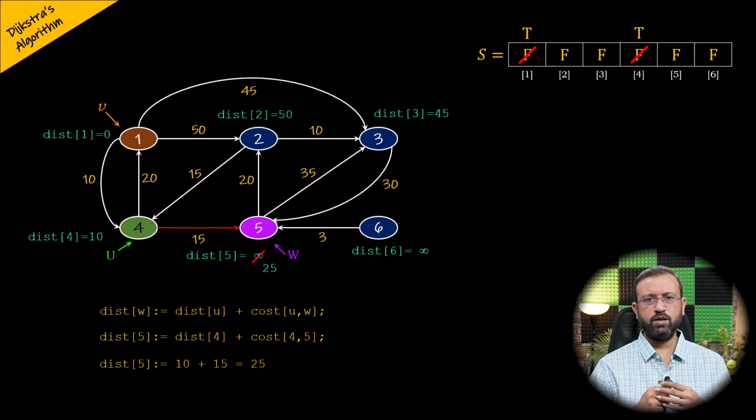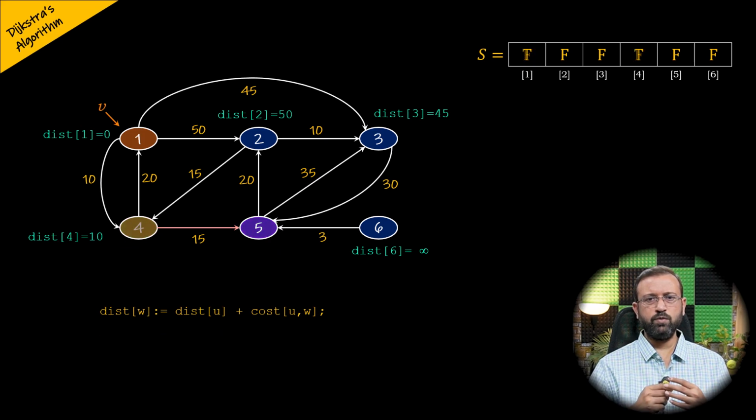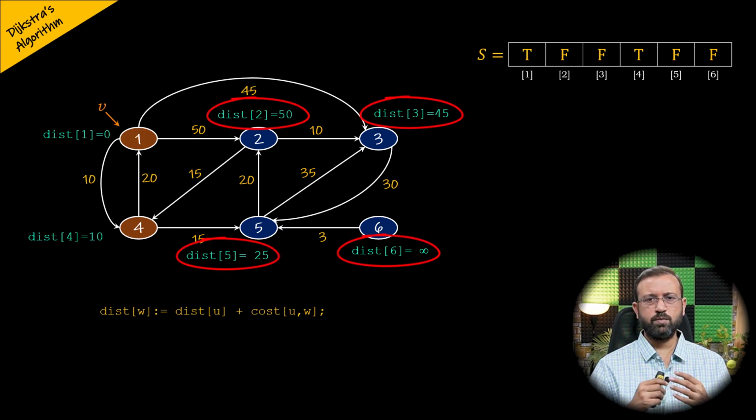Then there are no other vertices adjacent to vertex 4. So we move to the next step. In the next step, we choose a vertex u whose distance is minimum and is not in set S.